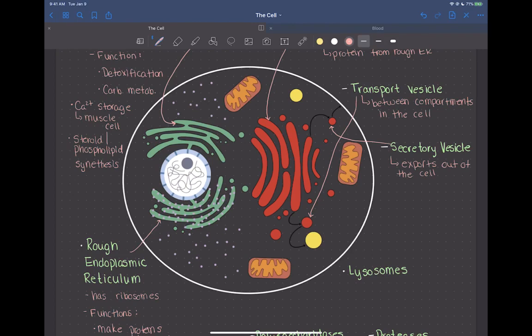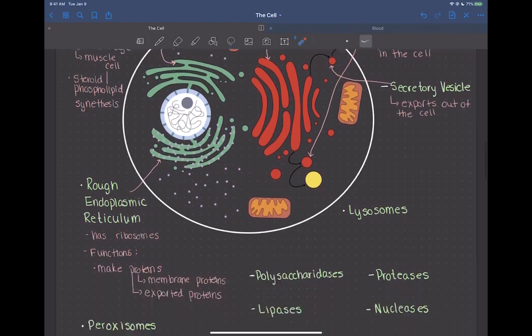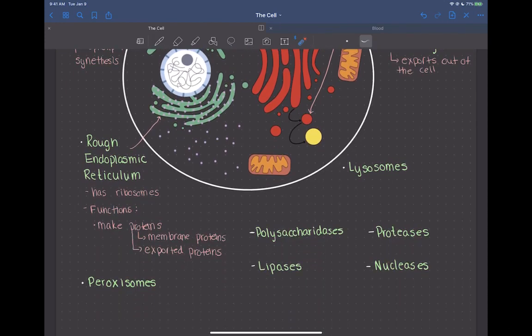It packages things up and sends them off to where they're supposed to go, giving them a shipping label saying where they're supposed to go, whether it's to a different organelle like the lysosome, or maybe to the mitochondria, or maybe back to the endoplasmic reticulum, or this secretory vesicle, which will send it out of the cell. Okay, so now let's talk about our lysosomes.